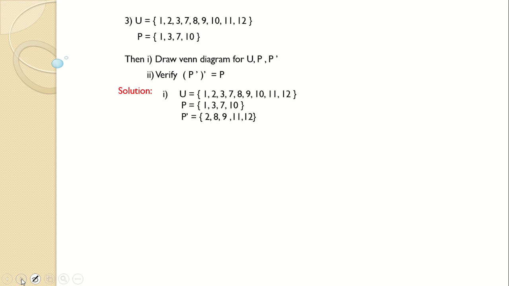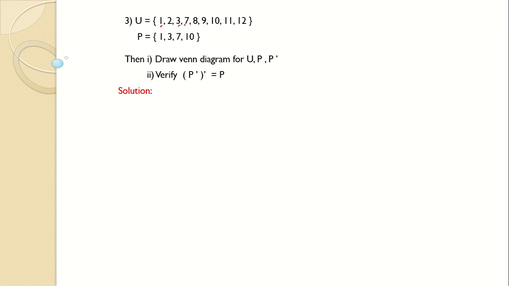Okay, so let's check. Universal set U is 1, 2, 3, 7, 8, 9, 10, 11, 12 and P is 1, 3, 7, 10. Now how do we find the P complement? We have just now seen the definition of P complement. All the elements that are not in P, the word not is important, but they are in the universal set. So just mark which are here in P.